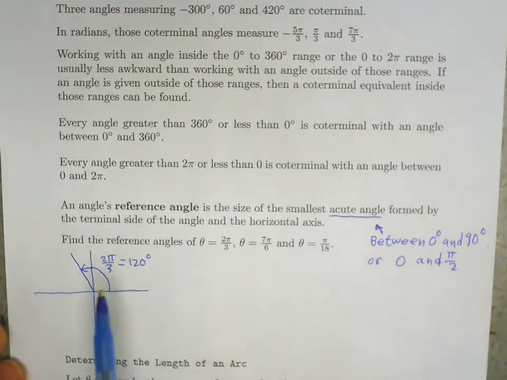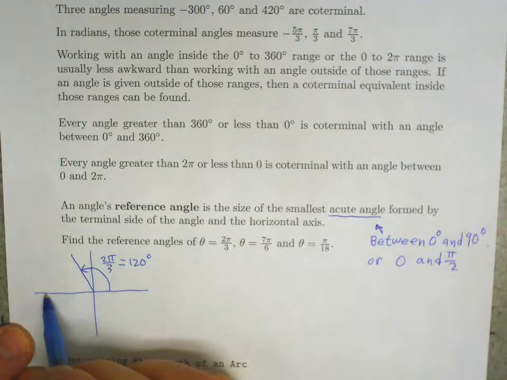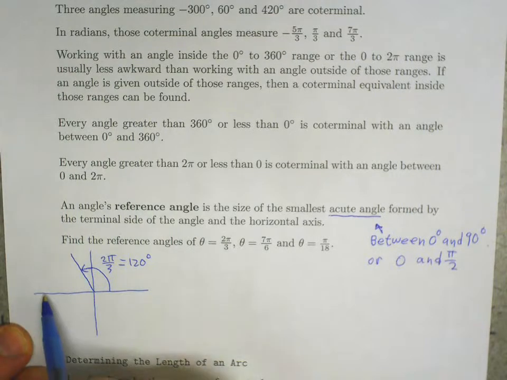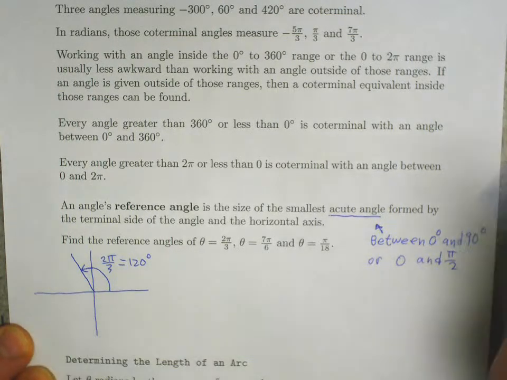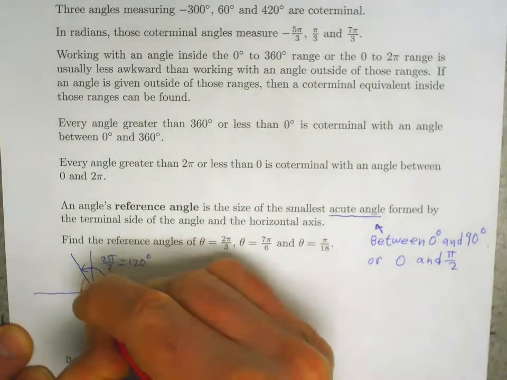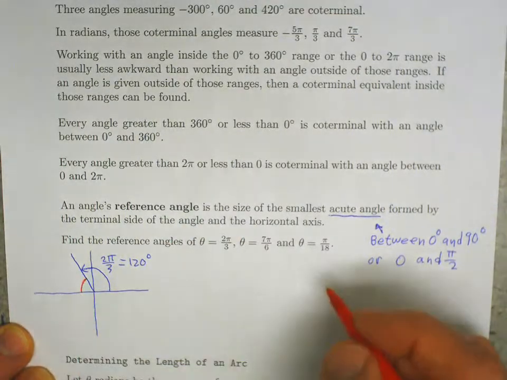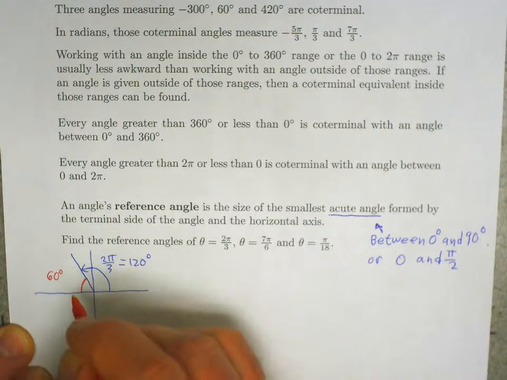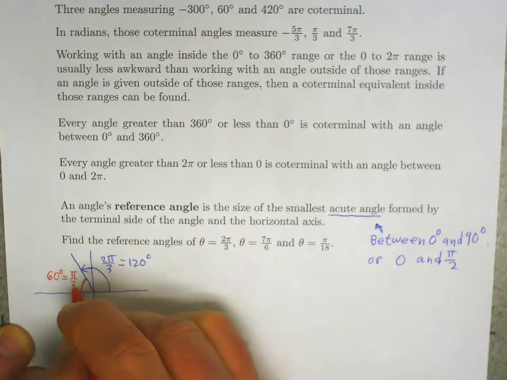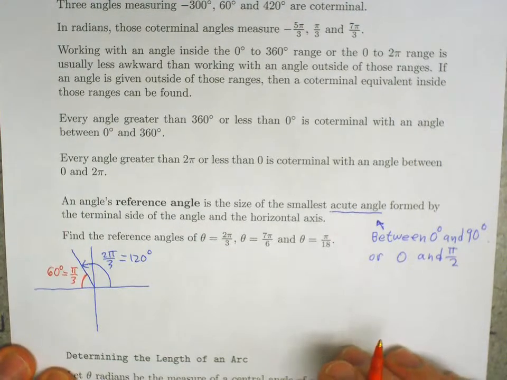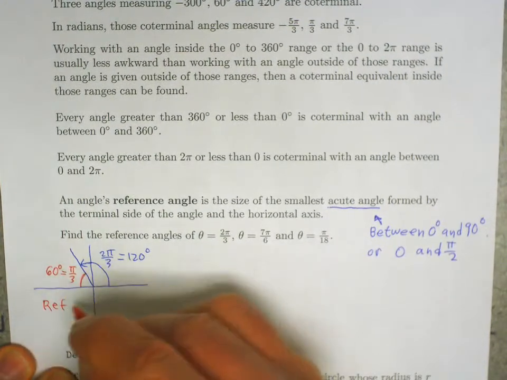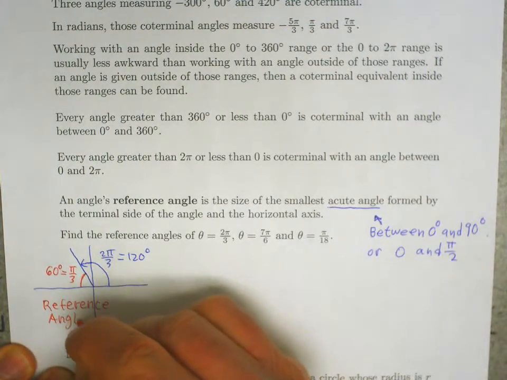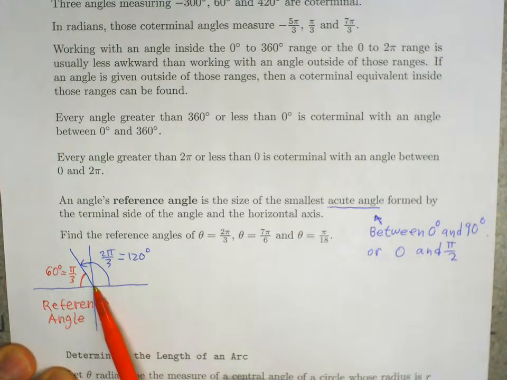Okay, so the reference angle is the size of this angle right here. This is an angle less than 90 degrees, and it's formed by the terminal side and the horizontal axis. So this angle right here is the reference angle, and we can see that the measure of that is 60 degrees, or pi over 3 radians. So that's called the reference angle. It's just the size measured as a positive quantity, formed by the terminal side and the horizontal axis.